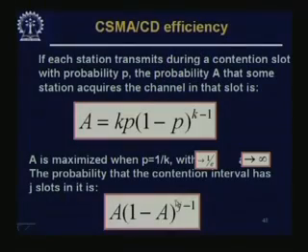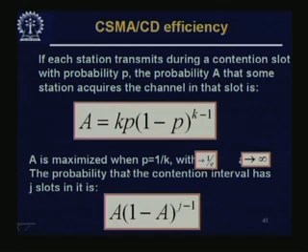And just one last word about the CSMA efficiency. We will not go into the details of this discussion, but suppose each station transmits during a contention slot with probability p, the probability A that some station acquires the channel in that slot is A equals kp into 1 minus p to the power k minus 1. So, p is the probability that that particular contention slot is taken by one node, and 1 minus p is the probability that all the other k minus 1 nodes have not taken it, that is k into p into 1 minus p to the power k minus 1.